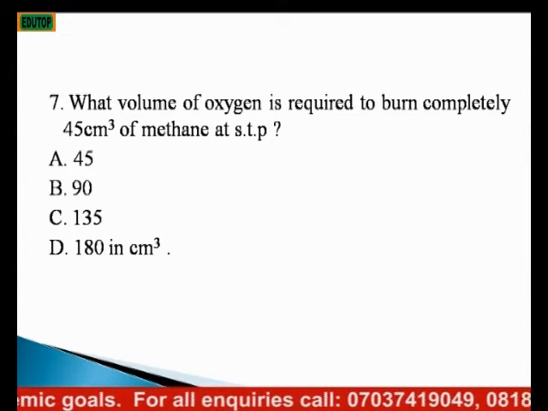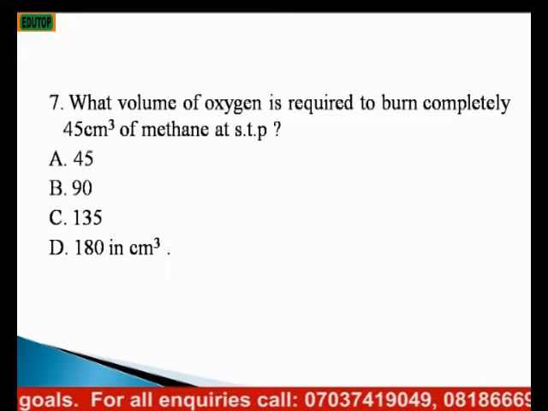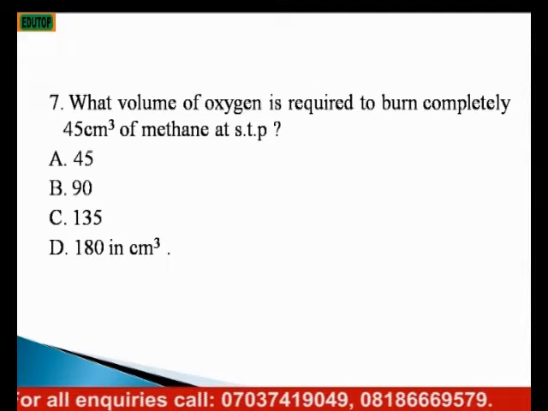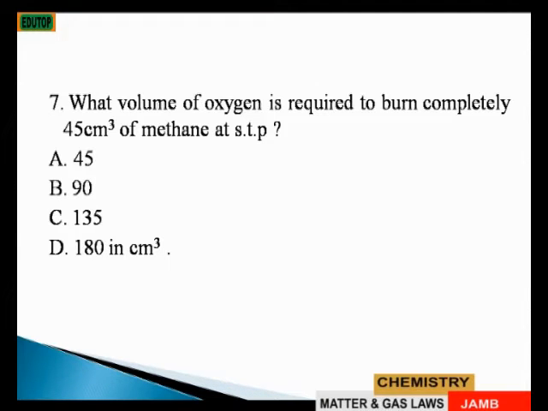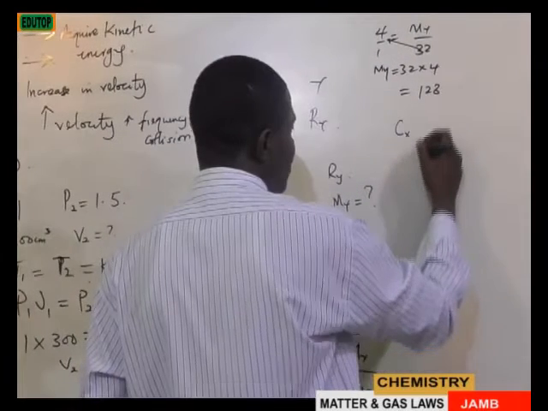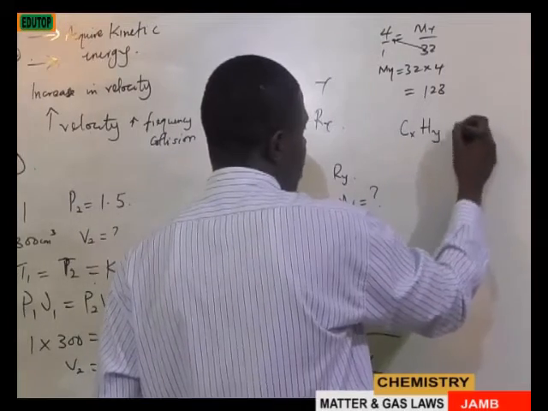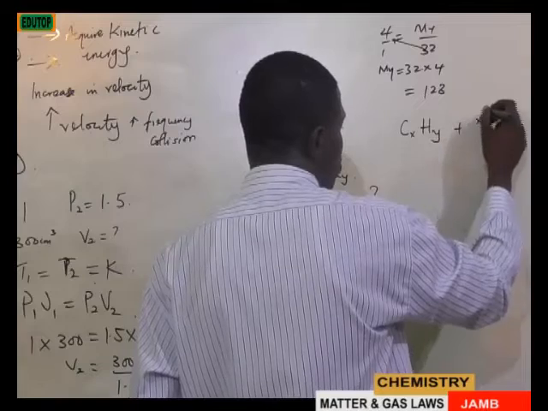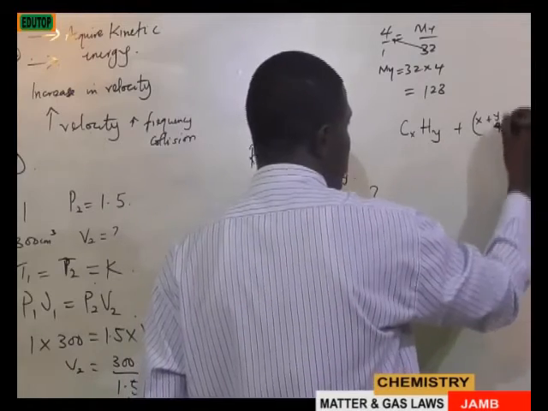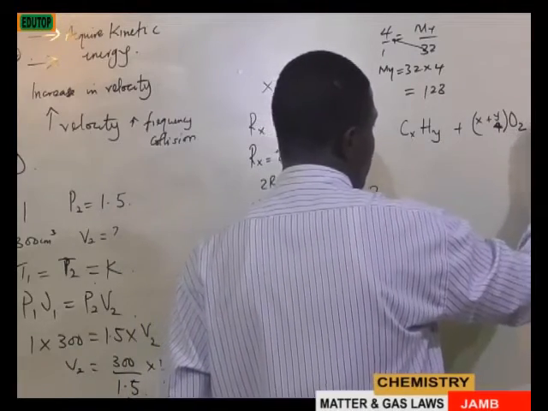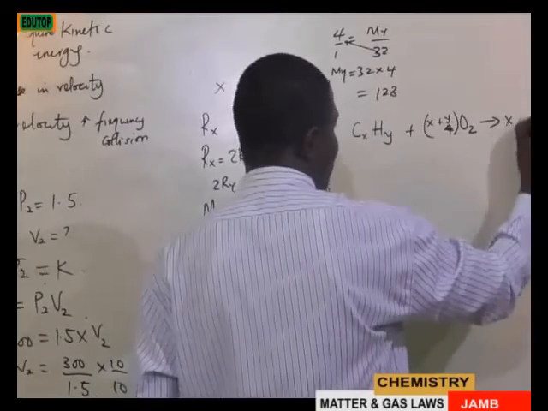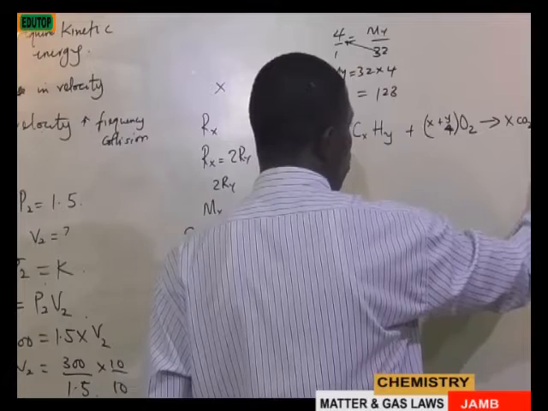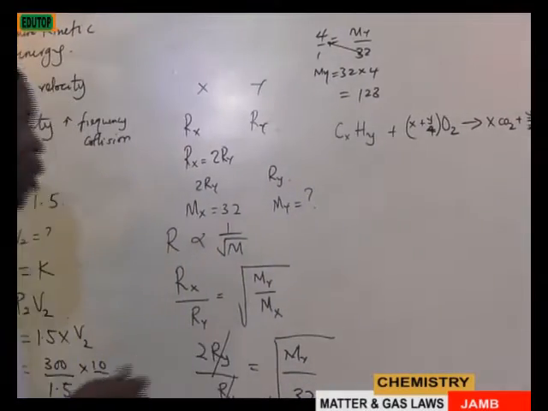There is a formula for balancing hydrocarbons, especially when they are undergoing what? Combustion in the presence of what? Oxygen. So in this situation, we have CxHy plus (x plus y over 4) O2, which then gives us xCO2 plus y over 2 H2O. So that is the formula we need to apply.